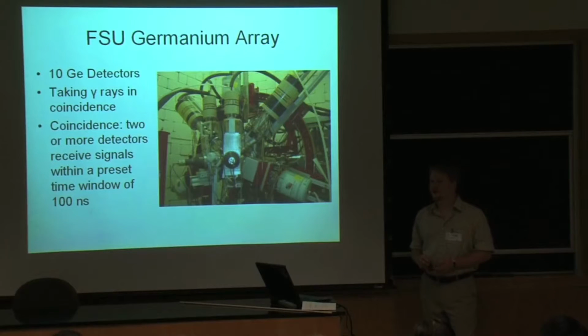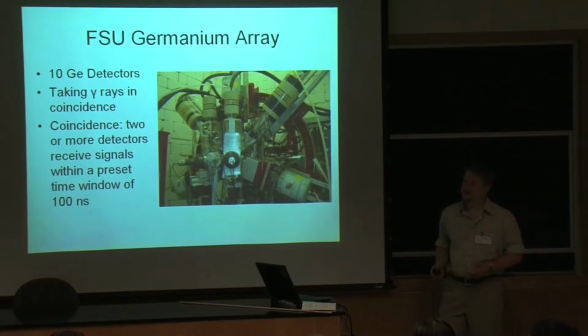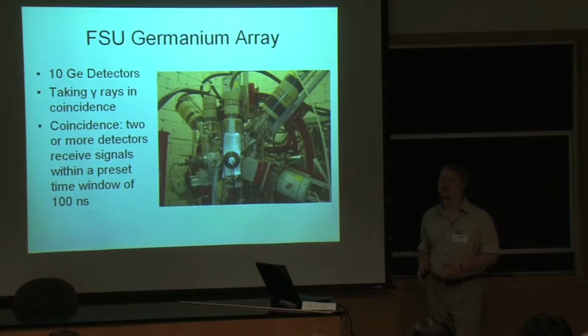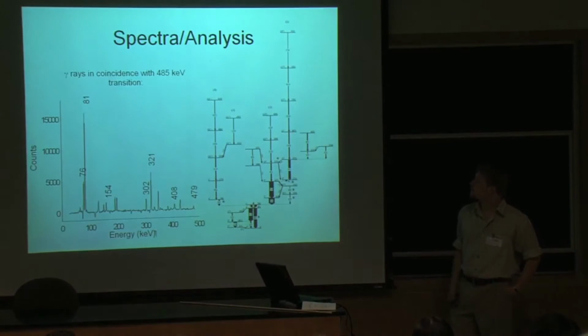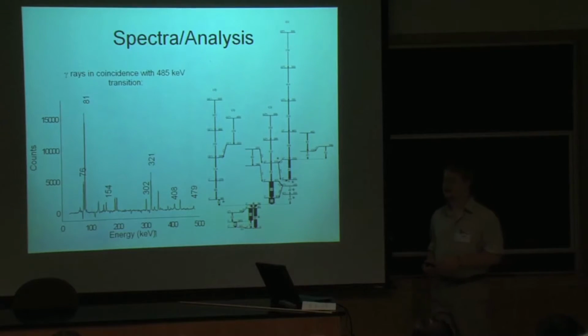They're taking gamma rays in coincidence. Coincidence means that when you have a gamma ray strike one of the detectors, it's only going to record it if another gamma ray strikes one of the other detectors. And that has to happen within a 100 nanosecond time window. If it doesn't happen, then we throw out that gamma ray. This is just a way to reduce the noise, reduce the background, things like that as you're going through the experiment. All right, so now we're going to get to some analysis.